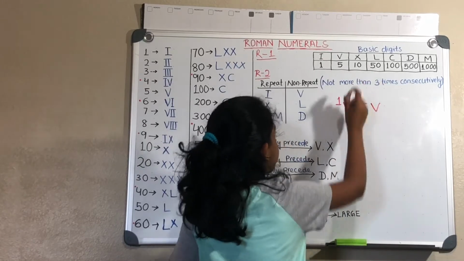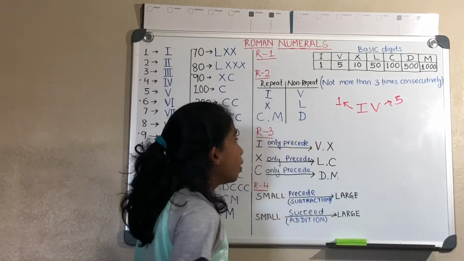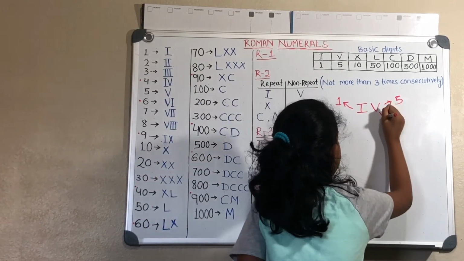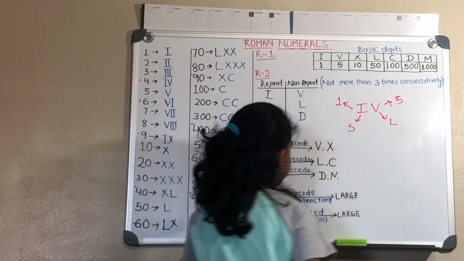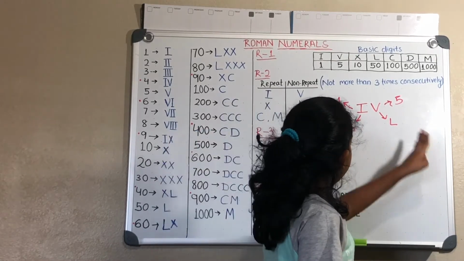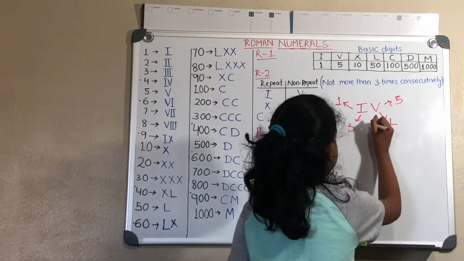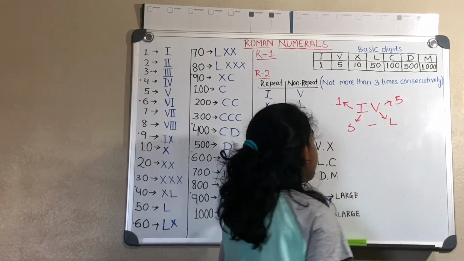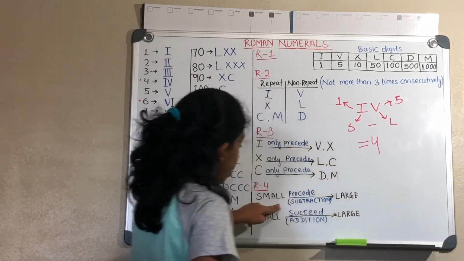And V, referring to the basic digits, is 5. So here we can clearly see that V is a larger number and I is a smaller number. Since it meets the circumstances like we discussed, you have to subtract it. So 5 minus 1 equals 4. So that's how you do part 1.